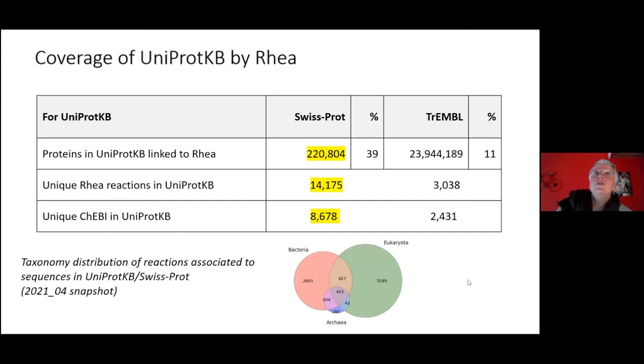This is the coverage of UniProt by Rhea. So you see here the number of UniProt Swiss-Prot entries linked to Rhea, the number of unique Rhea reactions in Swiss-Prot, and the number of unique KB in Swiss-Prot. And here you have a taxonomy distribution of all the reactions which are available in Swiss-Prot. And you see that we cover all the big three sections of life.